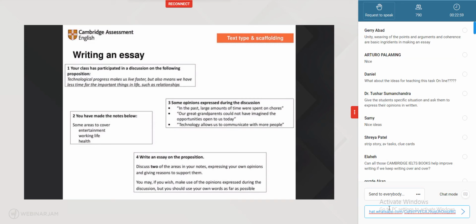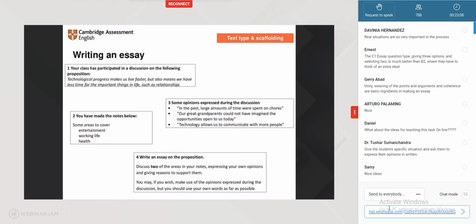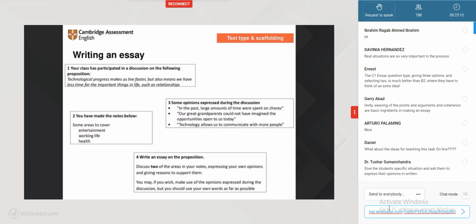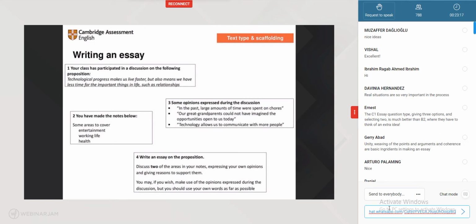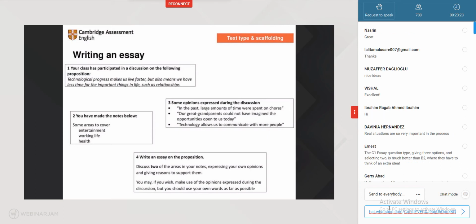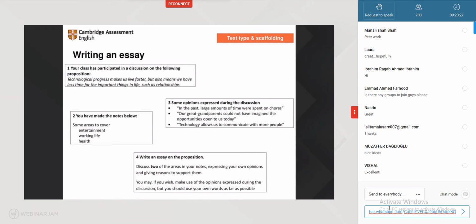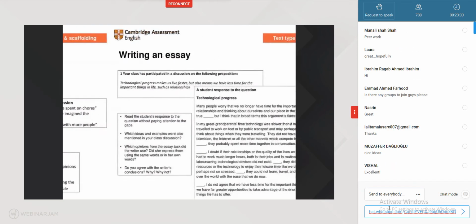Okay, we would love to go into more detail, but as we said, there's a lot to cover. We will be running a series, probably looking at each paper for C1 and C2, because we've had some requests for C2. And I think we might hereafter do Reading and Use of English, Advanced and Proficiency, Writing, Advanced and Proficiency. So keep your eyes out for that, and we will go into things in a lot more detail. We just don't have time today.